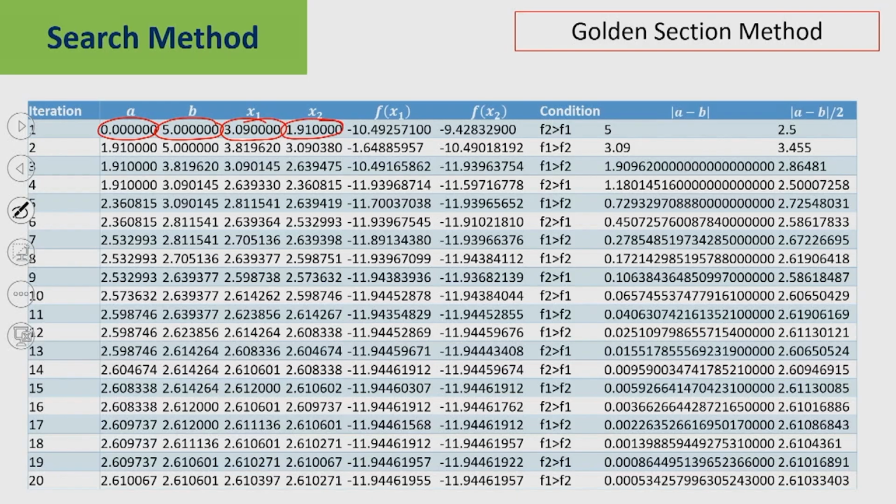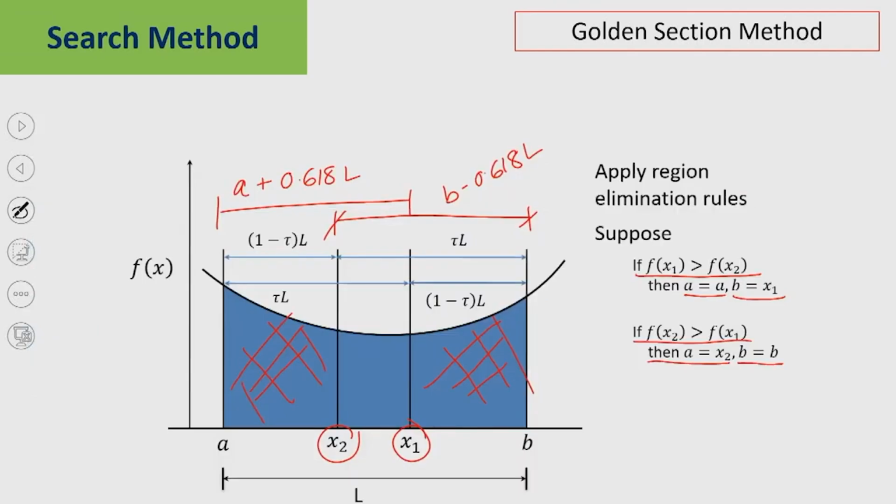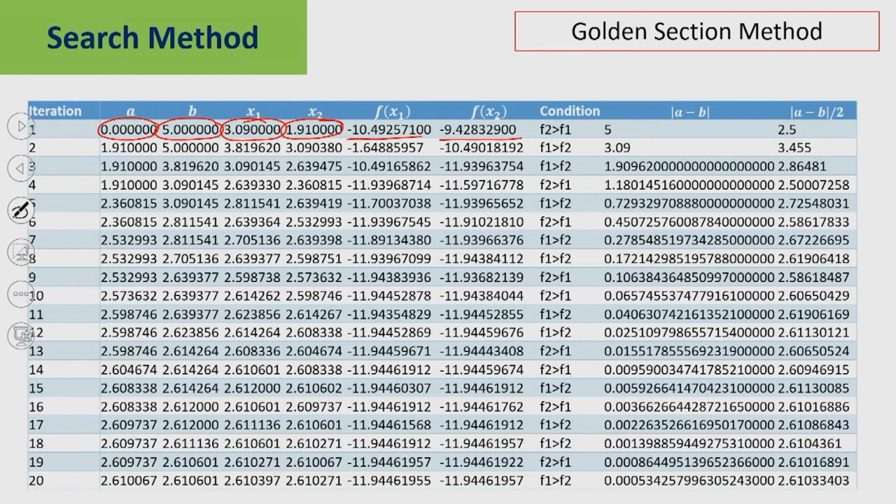Now, you calculate the function value at x1 and the function value at x2. In this case, f of x2 is greater than f of x1. So this is the second condition, is it not? This is the second condition, that is f of x2 is greater than f of x1. Then what will you do? You will change A equal to x2 and B equal to B. So A will be equal to x2. This x2 is coming here, and B will not change.